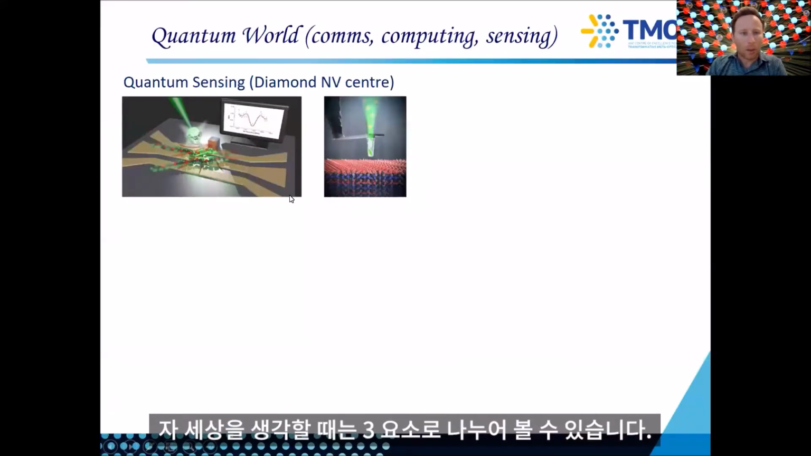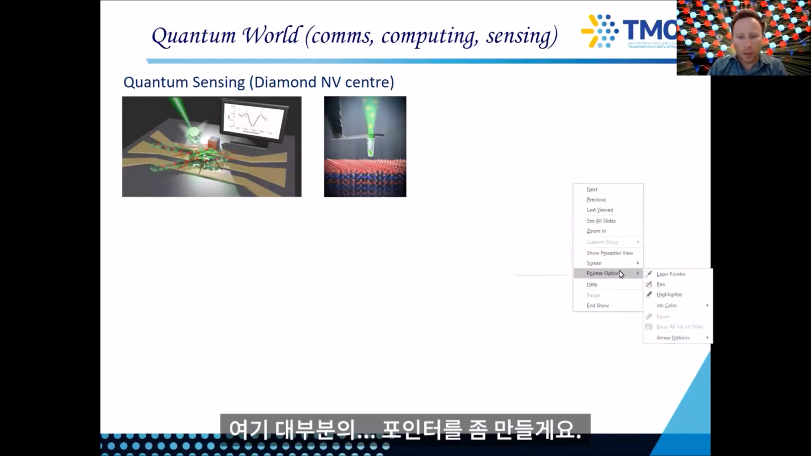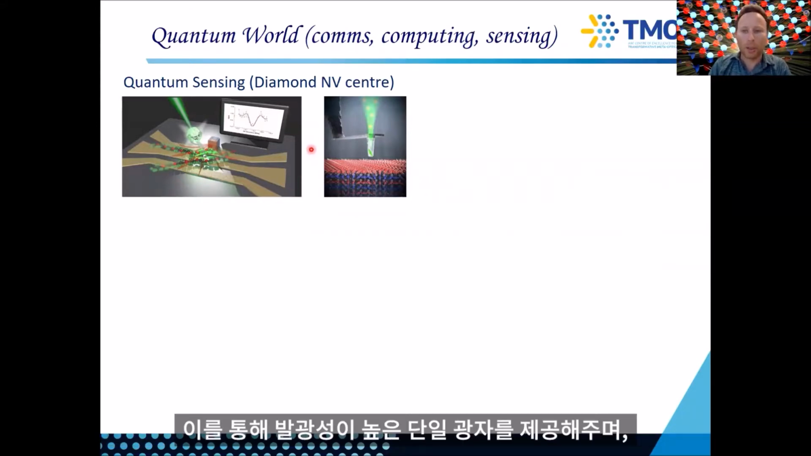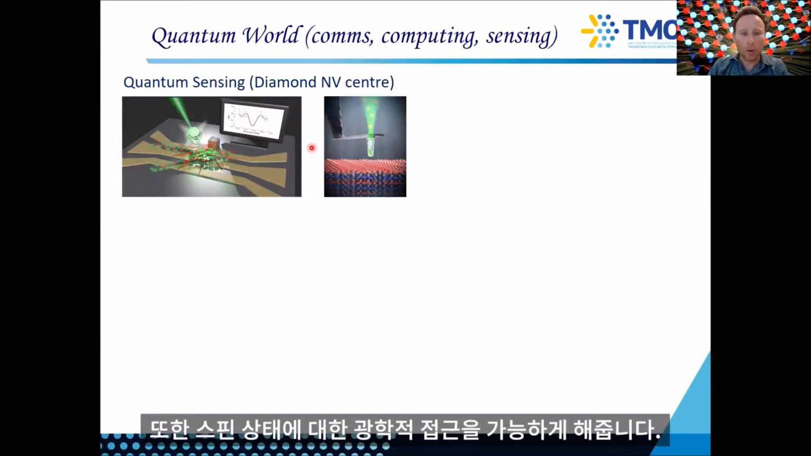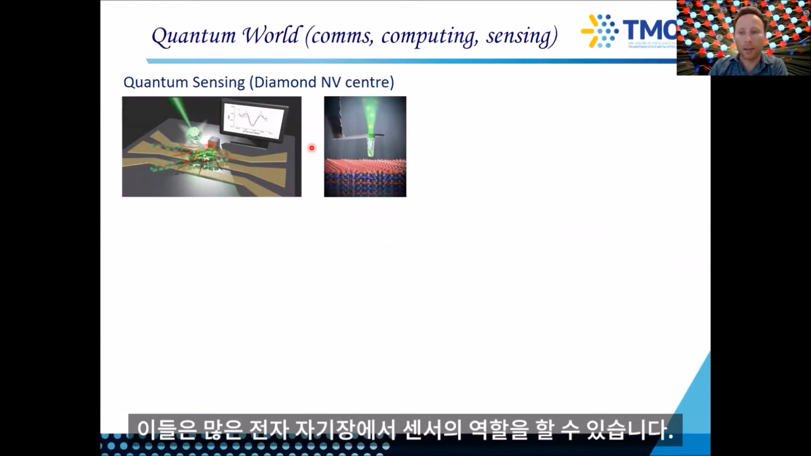When we think about the quantum world, we can basically divide it into three components: quantum sensing, and here I will just make a pointer. The majority of the work has been focused around the nitrogen vacancy defect in diamond. It provides you with a very luminescent single photon source, but also optical access to the spin state, which means that you can optically manipulate and read out the spin of a single defect. And that can act as a sensor for many electromagnetic fields.